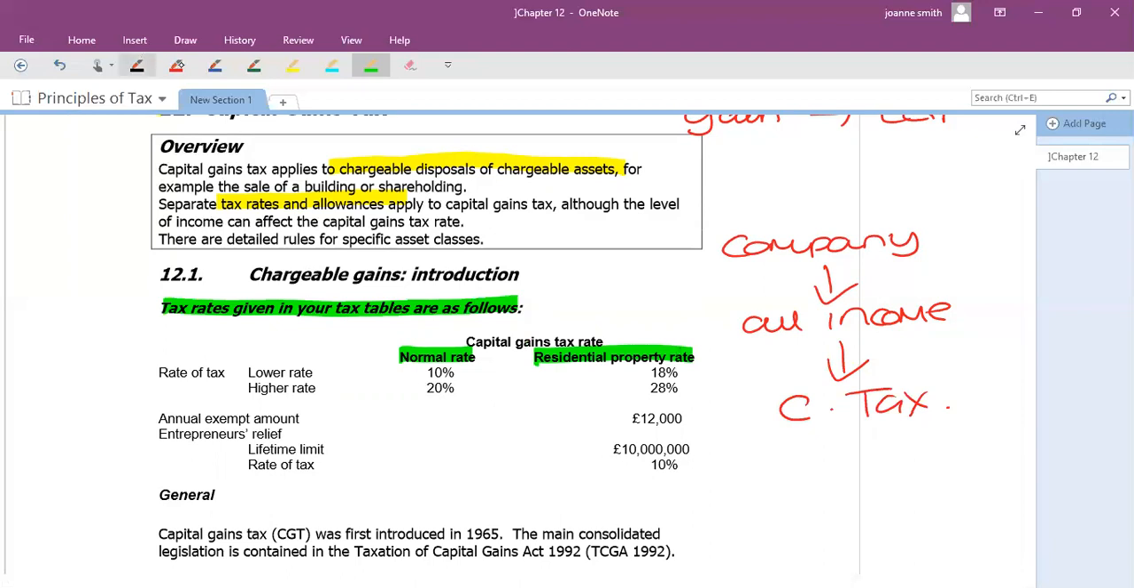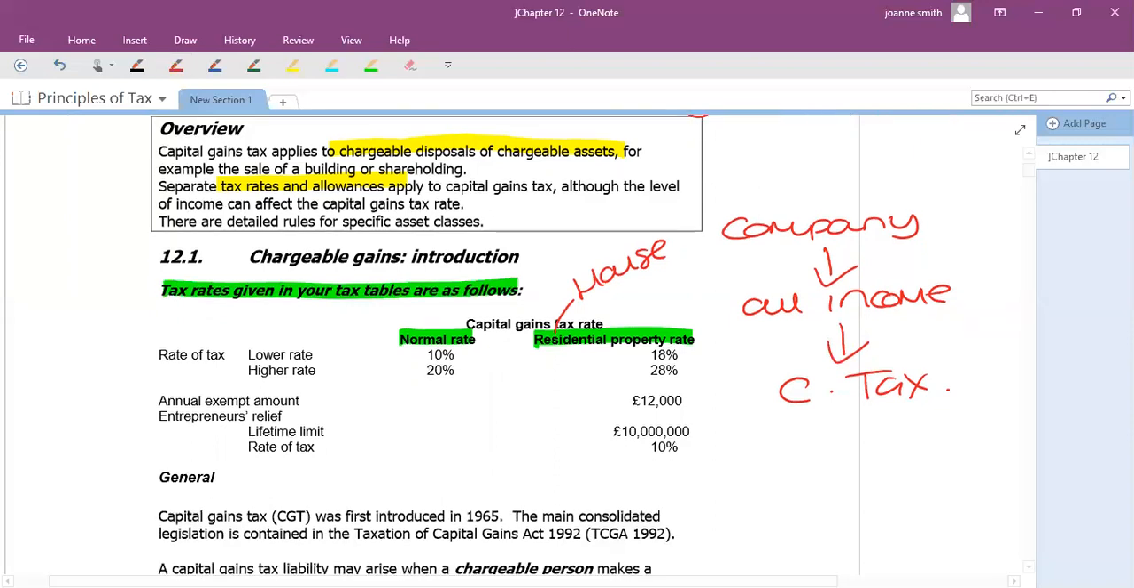So residential property is basically a house. So if you sell a property, maybe you've bought a house and you've been renting it out and you decide you want to take your money out of it, then that would be classed as a residential property and it could be subject to 18 or 28%. Any other gains that you might have, things like selling another building like a warehouse, they will be subject to the normal rate, which is 10 and 20%.